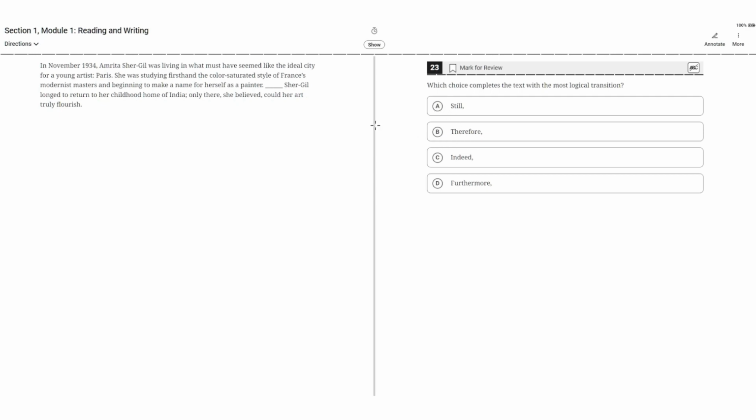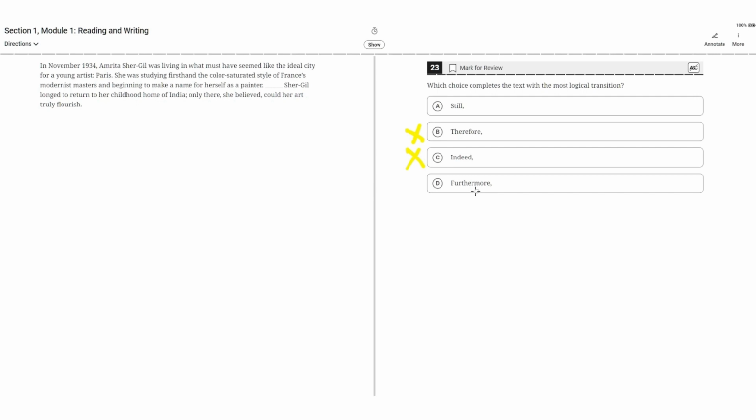B. Therefore. This is incorrect because therefore would mean that this discussion in the second sentence would be a consequence of the descriptions in the first sentence, but this is incorrect because the two sentences contrast each other. So B is incorrect. C. Indeed. This is incorrect because indeed adds emphasis to what was said before, but this is not what the two sentences do. Rather, they contrast each other.